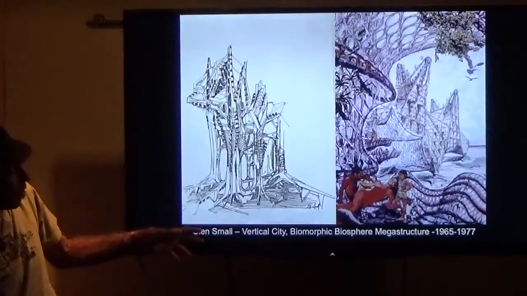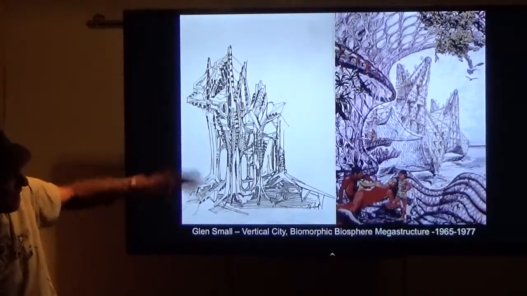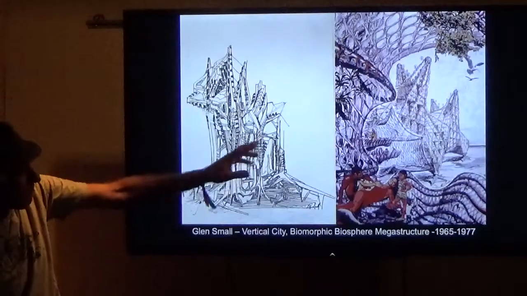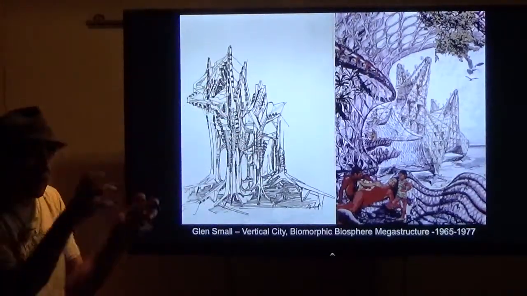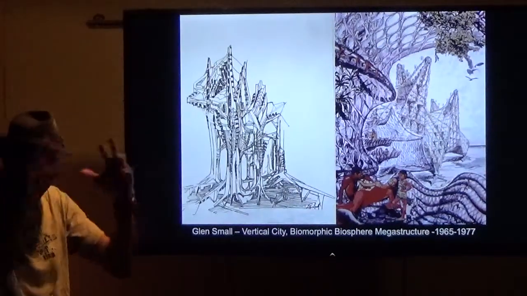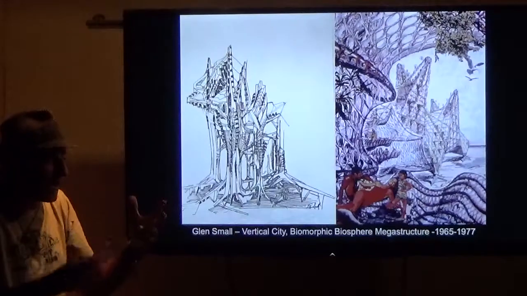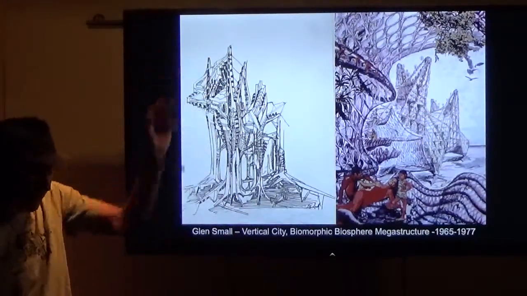And then Glenn Small had these concepts that are very much like an arcology, but it's his own vision of these, what's called the vertical city or the biomorphic biosphere megastructure. And in it, he saw that you have these autonomous living pods that can move to different parts of the city, and the city has all of the nature included in it. And it would go from various different climates, from lower altitude to higher altitude.